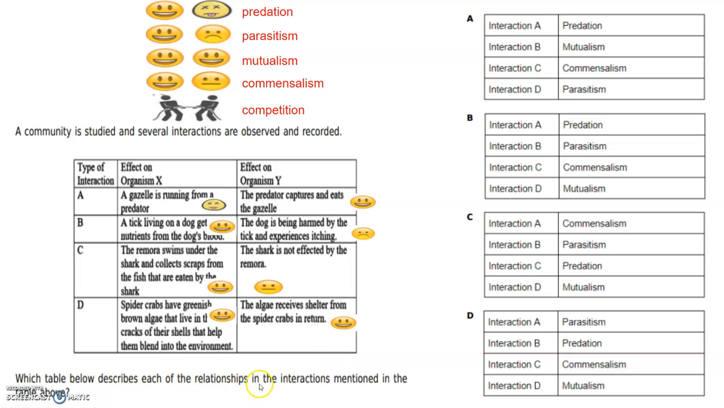So which table describes each of the relationships and the interactions mentioned in the table that we just went through? All you have to do is look at your 2 smileys, look at your 2 faces, figure out what that relationship is called, and match it with one of the answers over here. You'll do that for all 4.